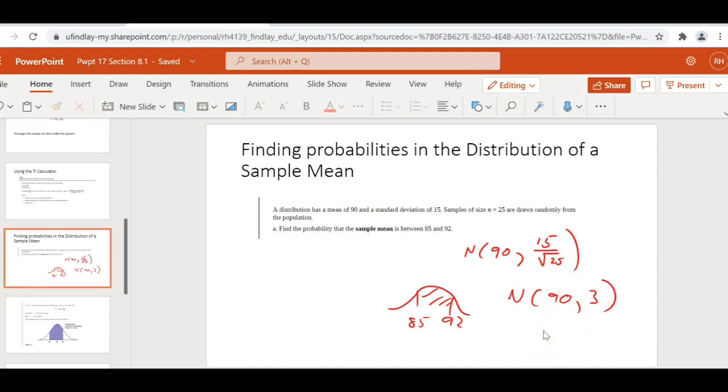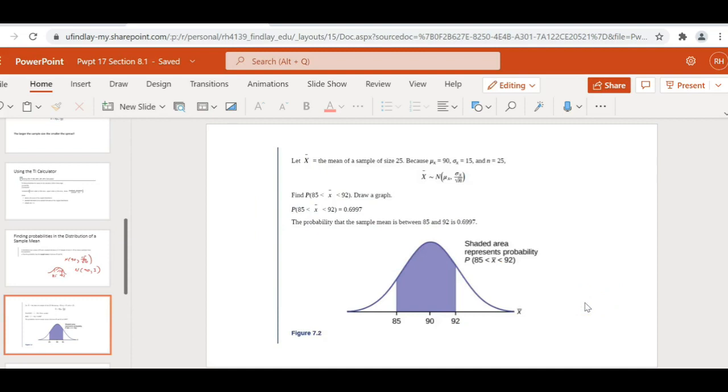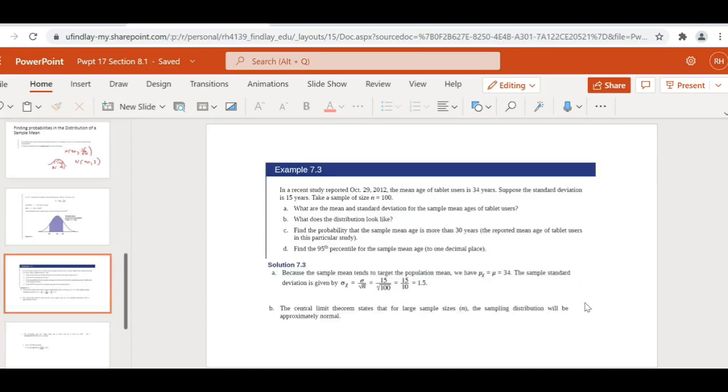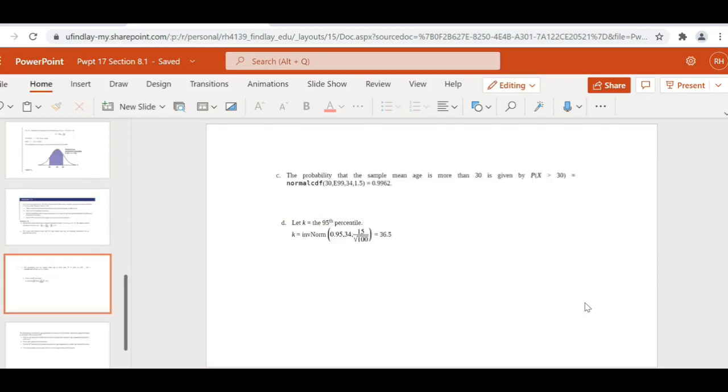Because samples are better, it tightens the curve. That's all I'm saying. And so you would do normal CDF, 85, 92, and then, well, lower, and here's your upper, here's your mean, there's your standard deviation. I don't even think there's anything else I need to say about that. You do exactly the same thing we did before. And if you were trying to do the inverse norm, you just have to work with the new standard deviation that you get in a sampling distribution.